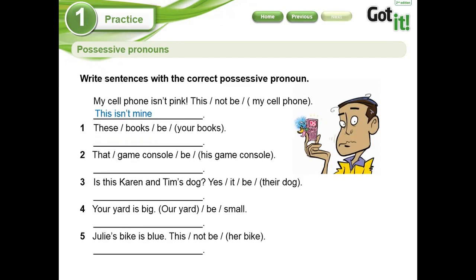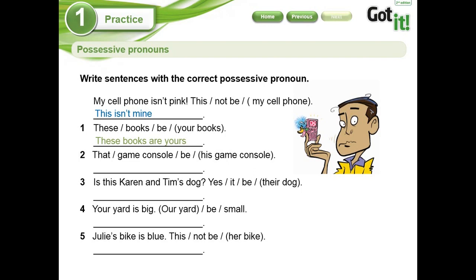Here it says, write sentences with the correct possessive pronouns. My cell phone isn't pink. That's not my cell phone. So it isn't mine. So what can you tell me about number one? For example, this is affirmative. Here it says these books are your books. We know be is are. Suppose that these books are yours. Yes, these books are yours.